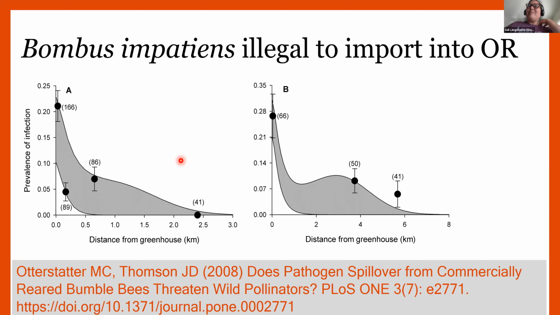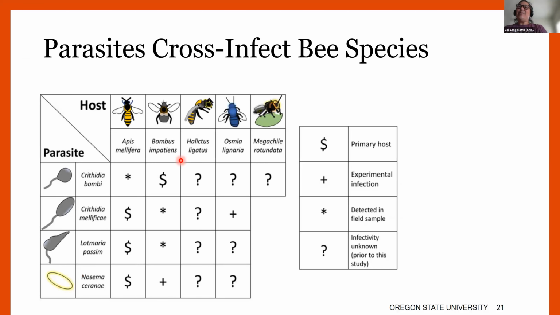It creates a problem because of the ability of these gut parasites, these Crithidia parasites, to cross-infect across multiple bee species. We already know that these parasites can move between honeybees and bumblebees. We actually don't know the extent to which these parasites can move and hit other bee species in and around our region. We're not able to import Bombus impatiens.